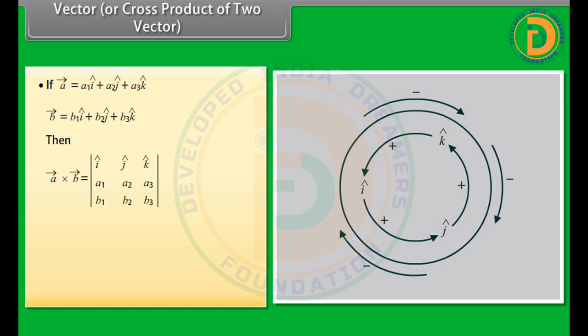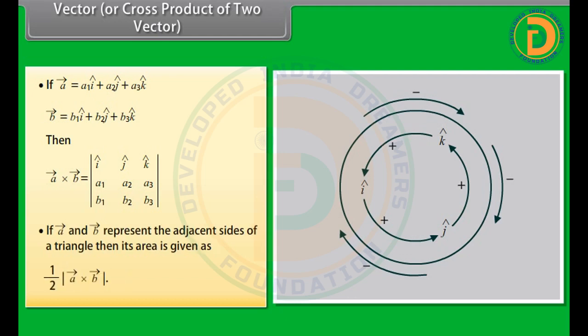to the determinant of the rows: first row i cap, j cap, k cap; second row A1, A2, A3; third row B1, B2, B3. If vectors A and B represent the adjacent sides of a triangle, then its area is given as 1 upon 2 into the magnitude of the vector product of A and B.